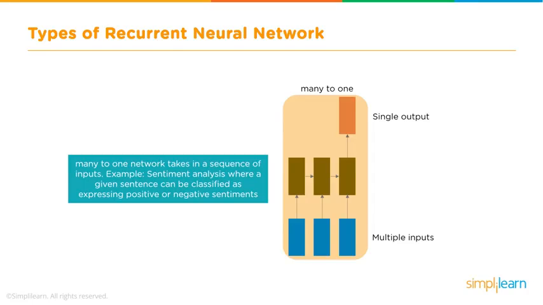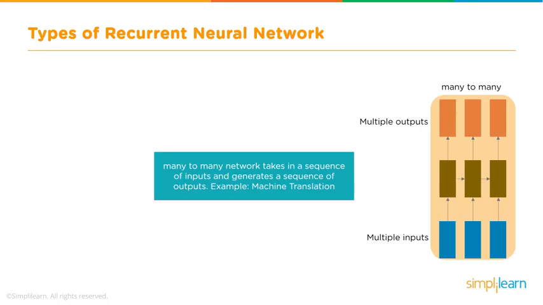Then we have one-to-many, where you have a single input and you might have multiple outputs. In this case, image captioning, as we looked at earlier, where we're not just looking at it as a dog, but a dog catching a ball in the air. Then you have many-to-one, a network that takes in a sequence of inputs. An example is sentiment analysis, where a given sentence can be classified as expressing positive or negative sentiments. We looked at that when we discussed, if it rains, look for a rainbow. That's positive sentiment, where rain might be a negative sentiment if you were just adding up the words in there.